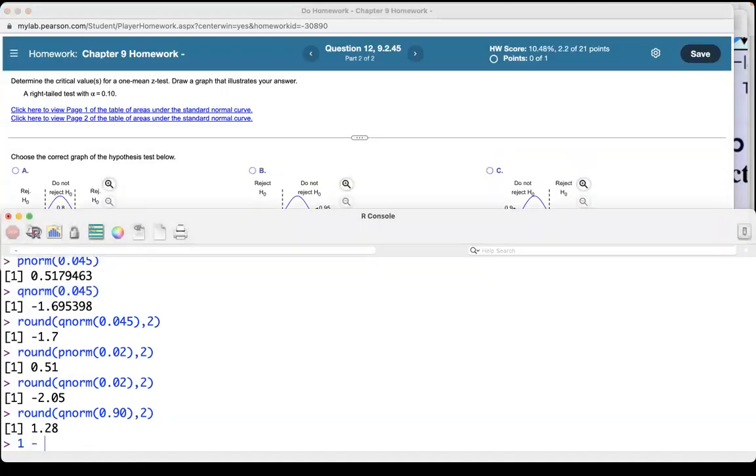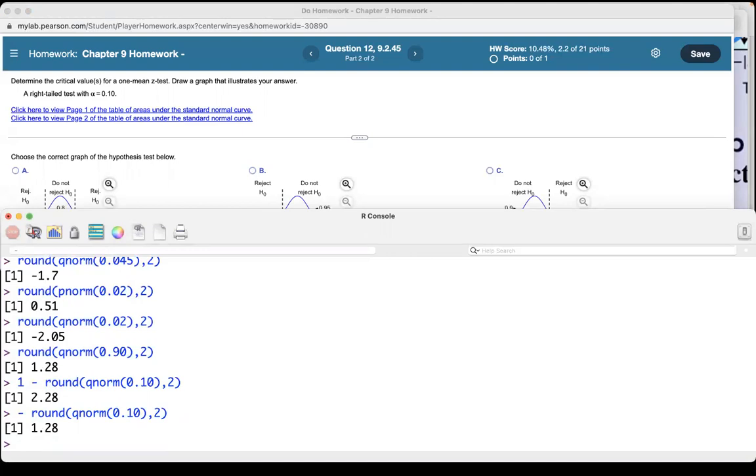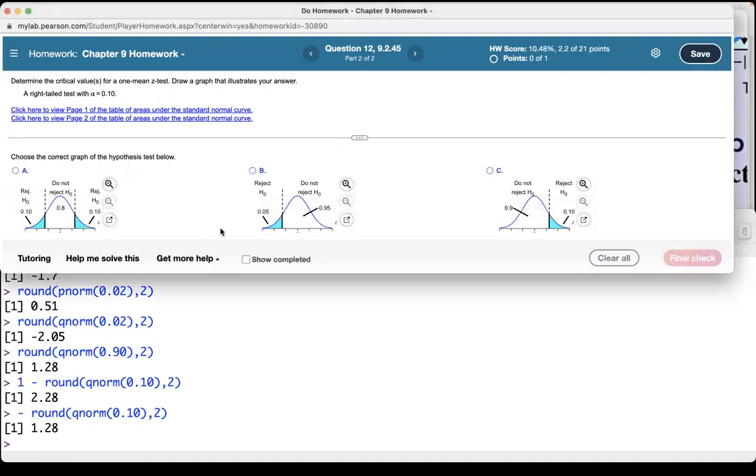The other way you could do it is you could do 1 minus Q norm 0.1, again, rounded to 2 decimal places. So if you do 1 minus that, then, oops, and I did this again. I'm sorry, not 1 minus, just minus. There we go. 1.28, okay, because we're getting the negative value.